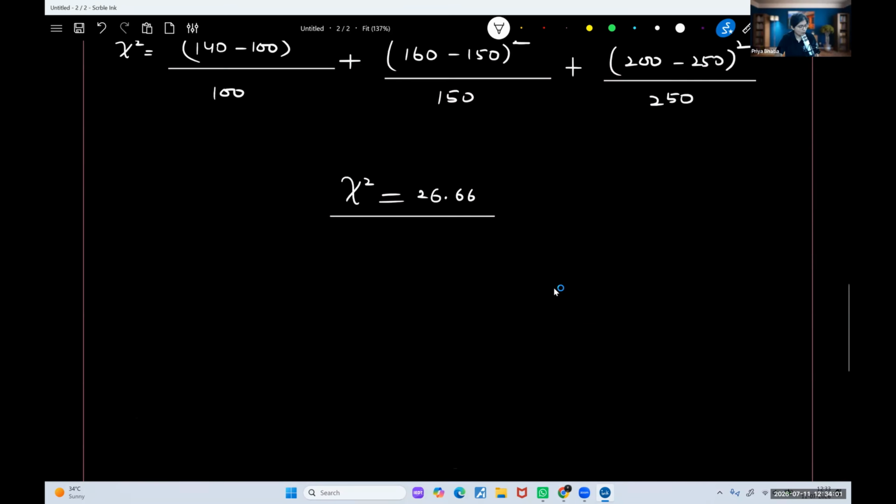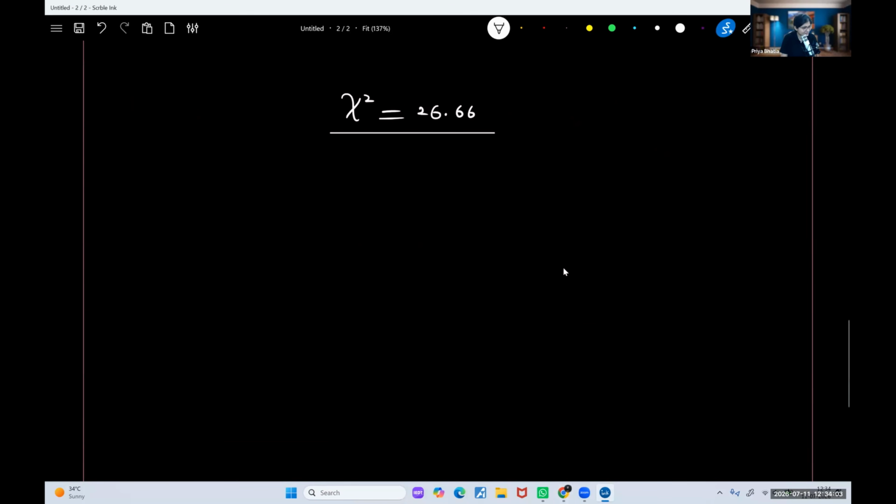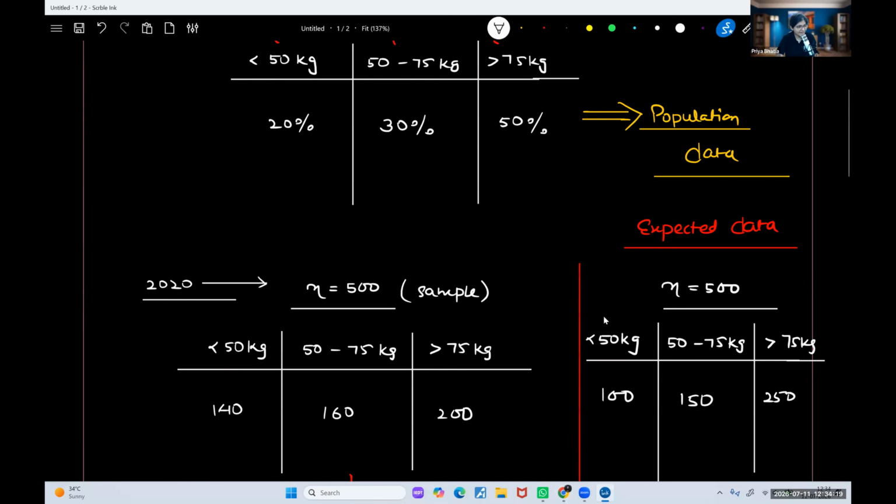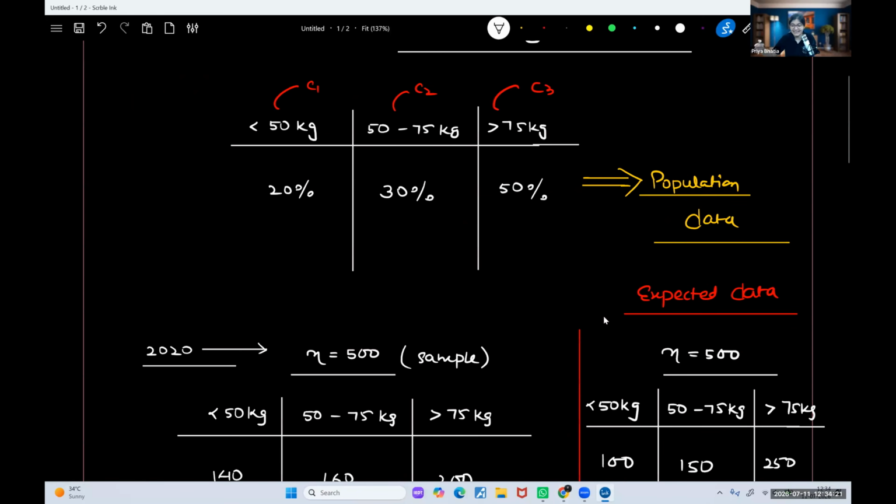Now, the next part is, what is degree of freedom? I hope we know the concept of degree of freedom. Yes or no? Do we know? So over here, how many number of categories we have? It's 3. So if I'll say what is the degree of freedom, it will be 3 minus 1, which will be 2.